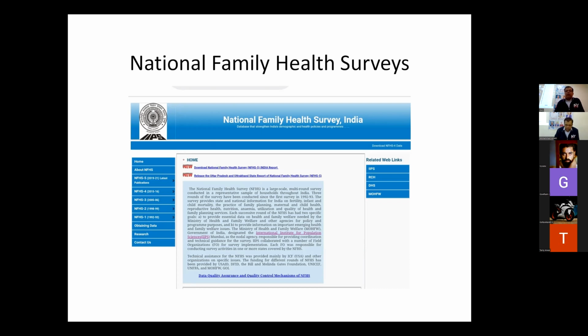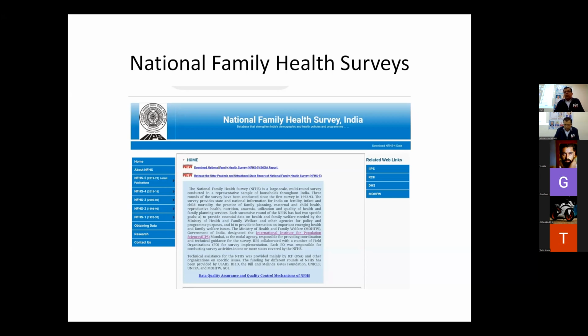Here you will find that the NFHS 4 and NFHS 5 data are uploaded directly. In the left column, you can see the details of the NFHS data 4, 5, 3, 2, and 1. NFHS 1, 1992-93; NFHS 2, 98-99; NFHS 3, 2005-06; NFHS 4, 2015-16; and NFHS 5, that is 2019-21. So NFHS 5 is very relevant. We are yet to get the comprehensive data in its entirety, but part of that has already been released.